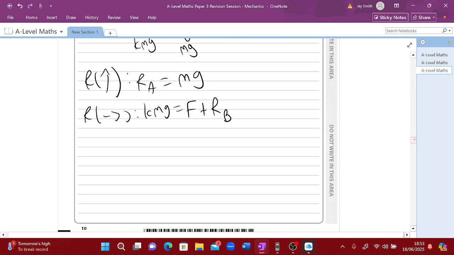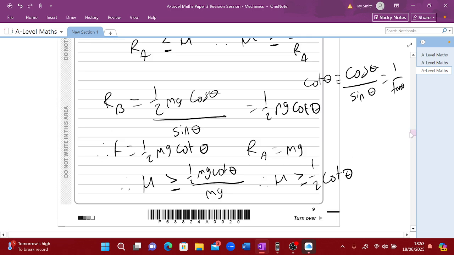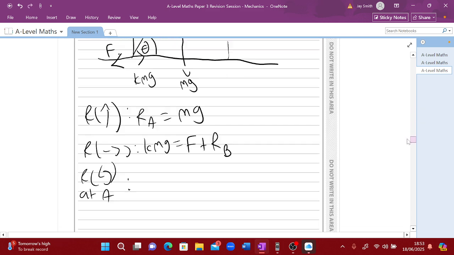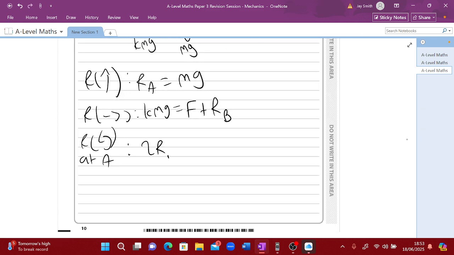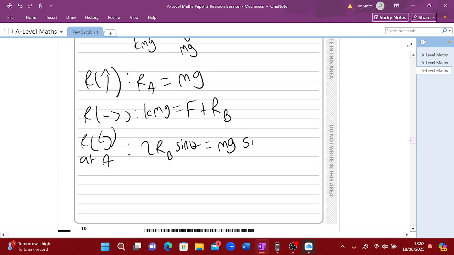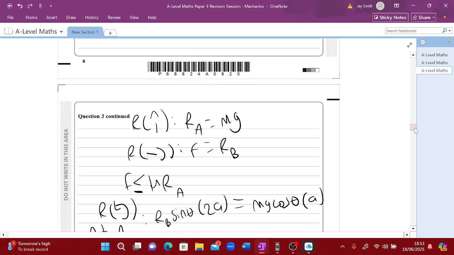So then if we take moments anti-clockwise at A, we're still going to get 2RB sine theta is going to equal mg cos theta. There we are. So we've got our equations again. So again, we need to solve it to find k, is it? Is that what they're asking us to solve?